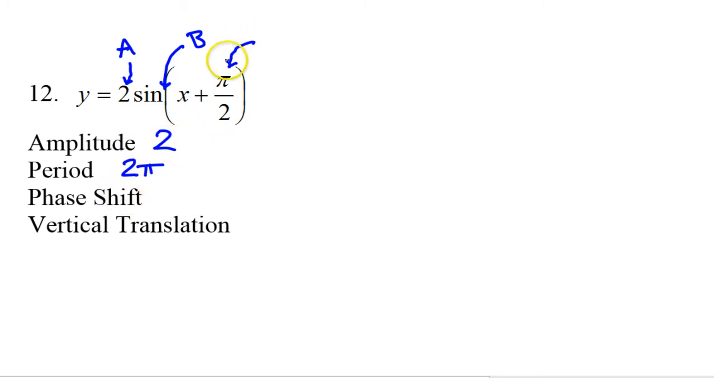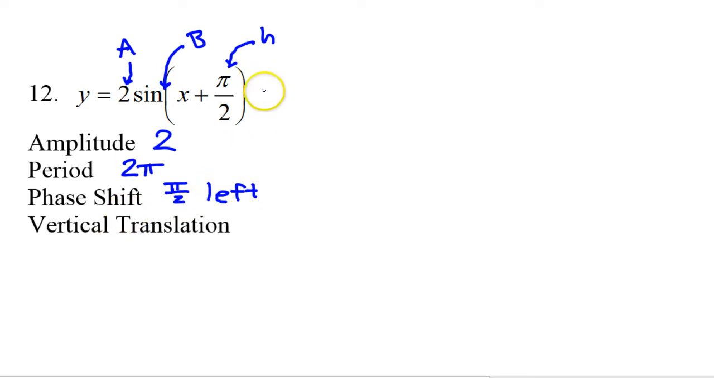My H value is right here. The H value is going to give us the phase shift. Now when there is no B value, you can just look right at this to see what the phase shift is. So the phase shift will be pi over 2. It's the opposite direction from what you might think. Positive pi over 2 is actually a phase shift to the left. So this will be pi over 2 to the left.